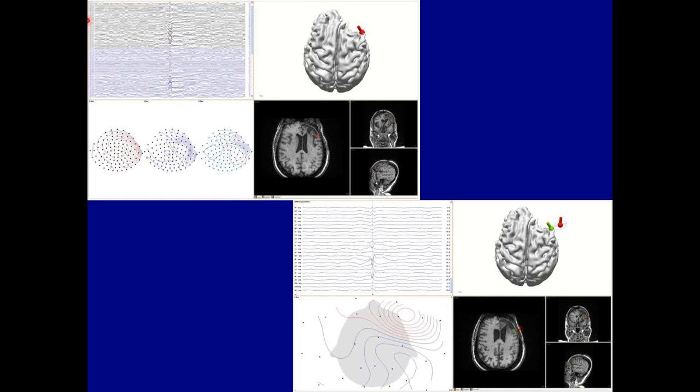Here's an example of somebody who had a previous surgery with a major resection. Where is the residual spike focus? MEG says it's right here at this edge of the resection. EEG says, man, I don't know, because I'm out of the head, because there is a skull defect there. MEG doesn't care about the skull defect.